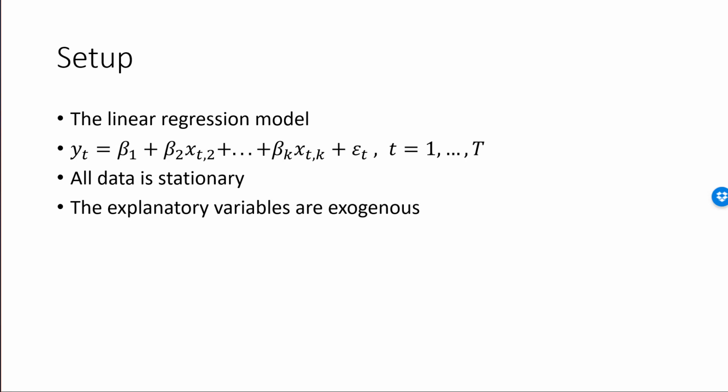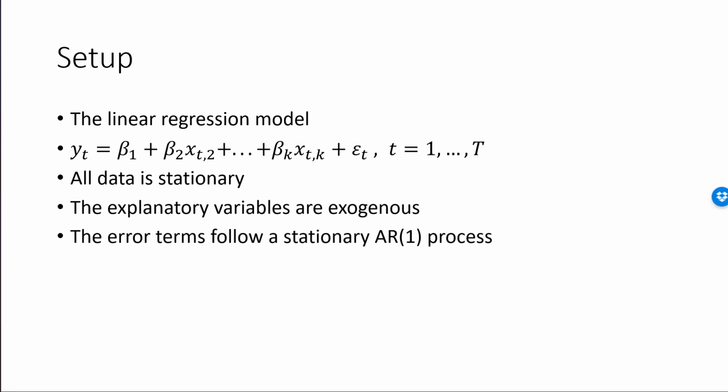The exogeneity assumption is important in this lecture, and that's why we do not consider cases where we have lagged dependent variables, for example. So next we will make a very specific assumption about the error terms. We will assume that the error terms follow an AR1 process. The AR1 process is an extremely useful assumption for considering autocorrelation because it has both cases as special cases. You can have autocorrelation and you can have a case where you have no autocorrelation.